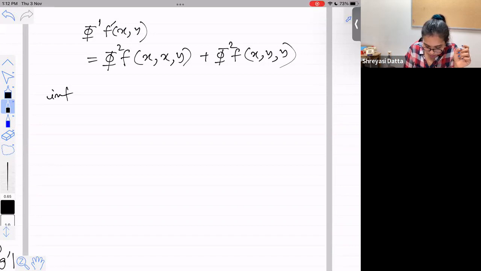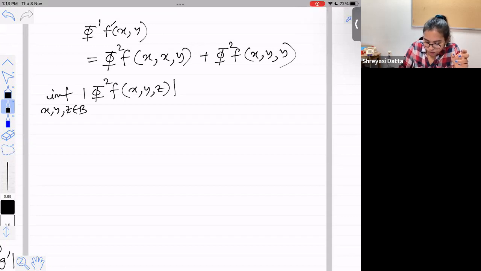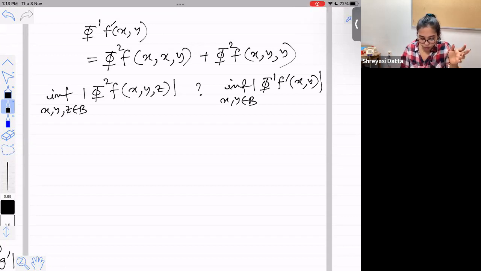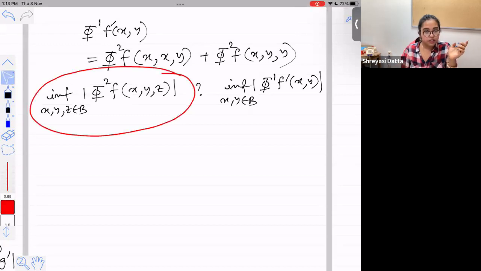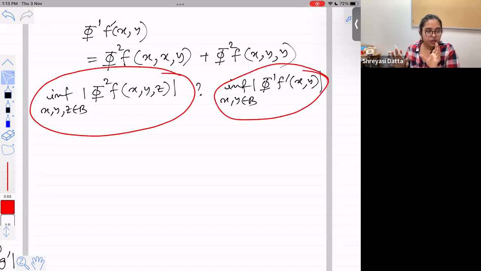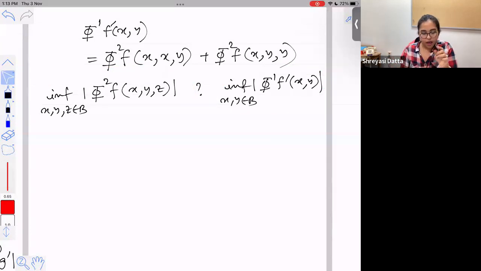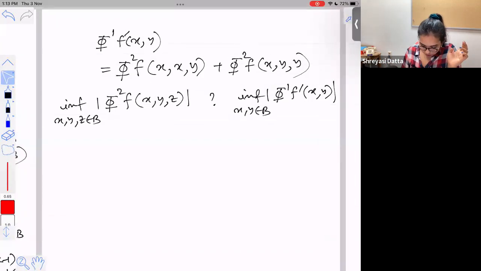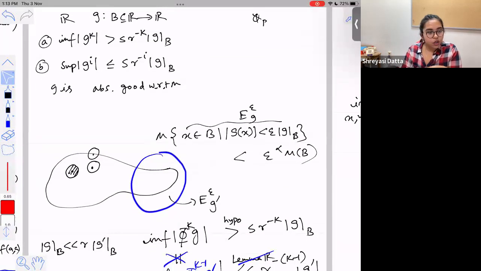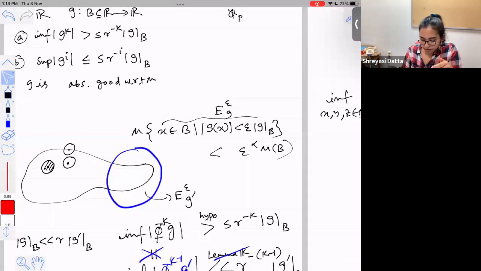So you want to compare this infimum of phi 2 of f, which is evaluated at x y z, where x y z are in B, a larger set, and then you want some relation between this and the infimum of p 1 f prime at x y, where x and y are in the ball. On one hand, you would expect this to be smaller than that one because the domain is large. But on the other hand, on this side you have a sum, so it may become 0. So you don't know. That is the reason why you cannot just say that these two are analogues of A and B. You have to impose another condition.